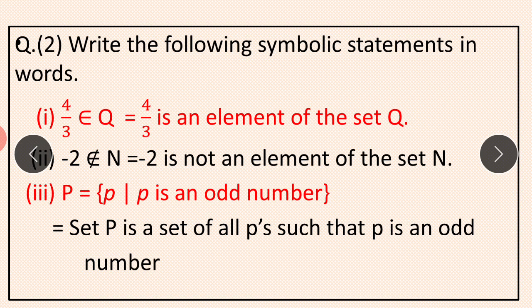You know that natural numbers start from which one? 1. Natural numbers do not contain -2. So -2 is not an element of the set N. Okay. Now third example. P is equal to curly bracket P such that P is an odd number, curly bracket complete. What is the statement? Set P is the set of all P's such that P is an odd number.